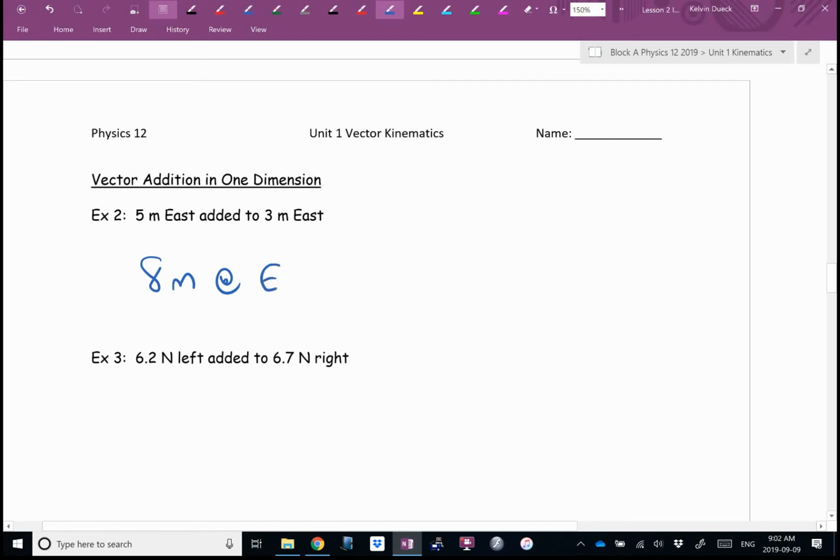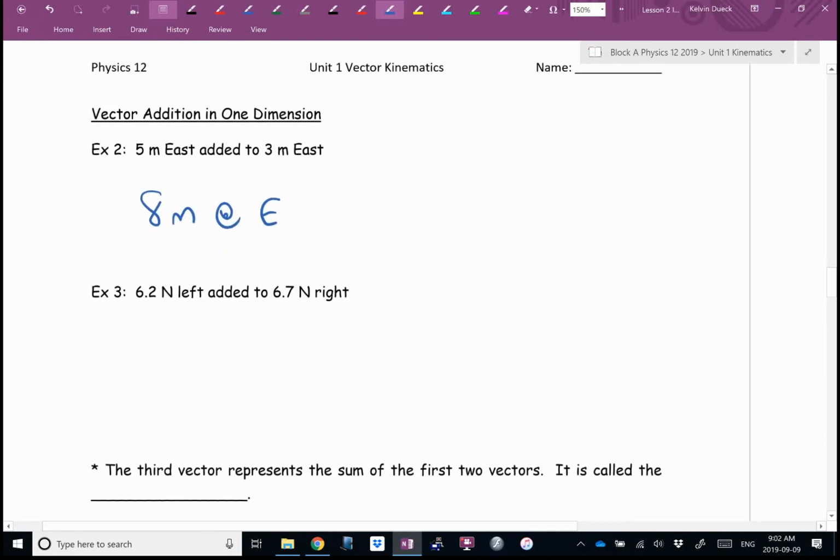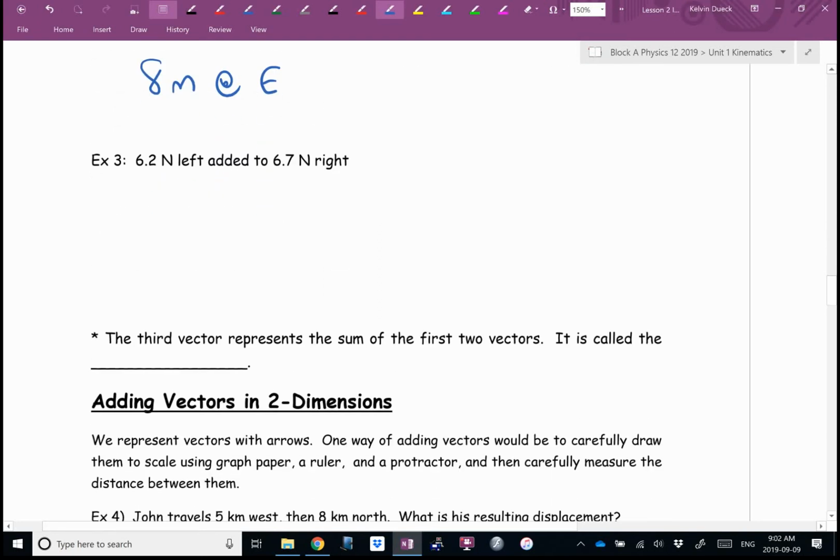East. If they're in the same direction, you just add them and keep the same direction. What if they're in opposite directions? What's 6.2 newtons left plus 6.7 newtons right? 0.5 newtons. And then you could write the word right.